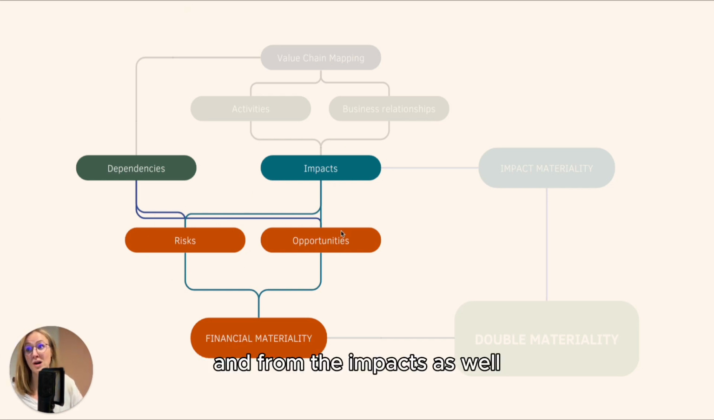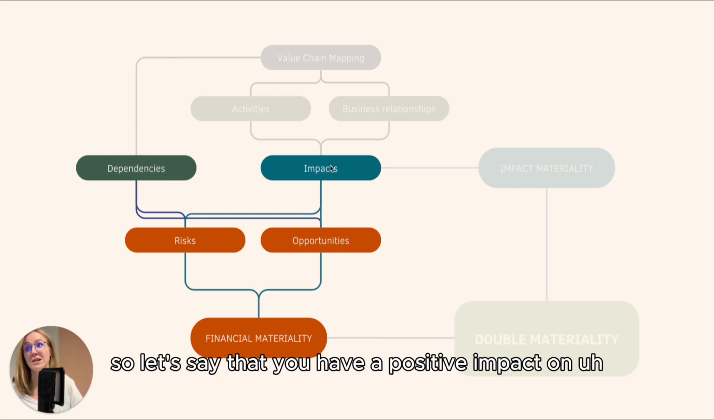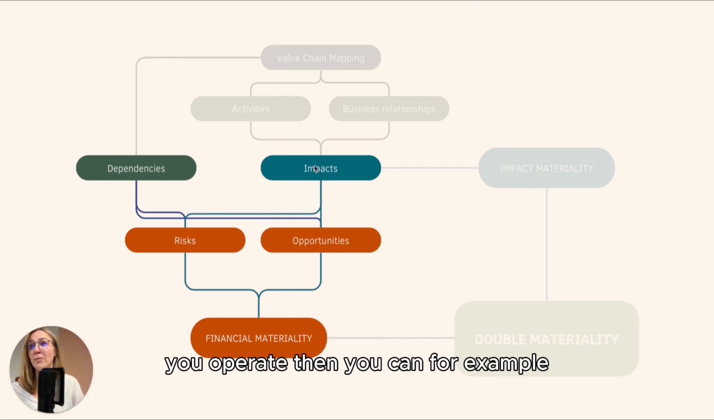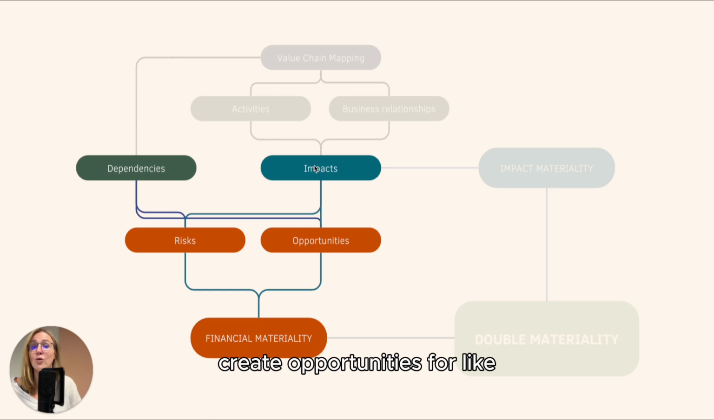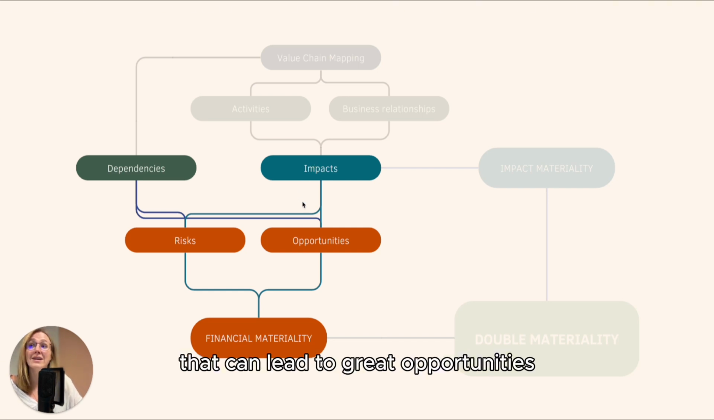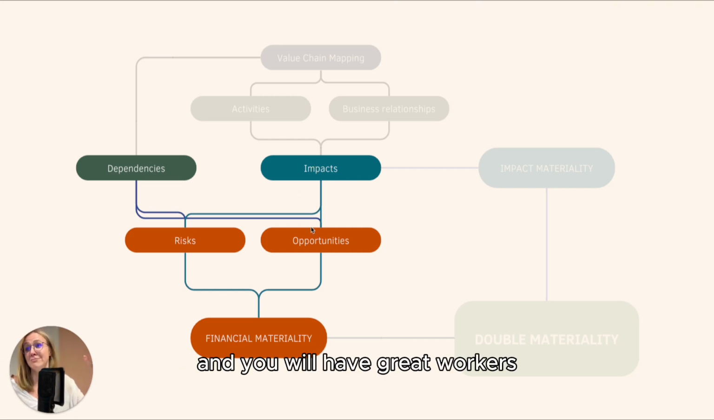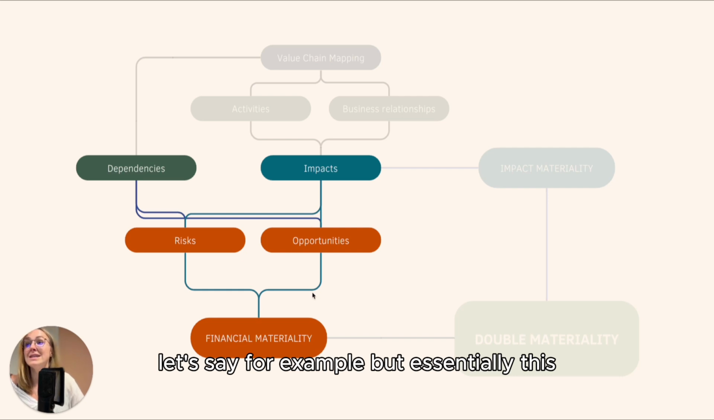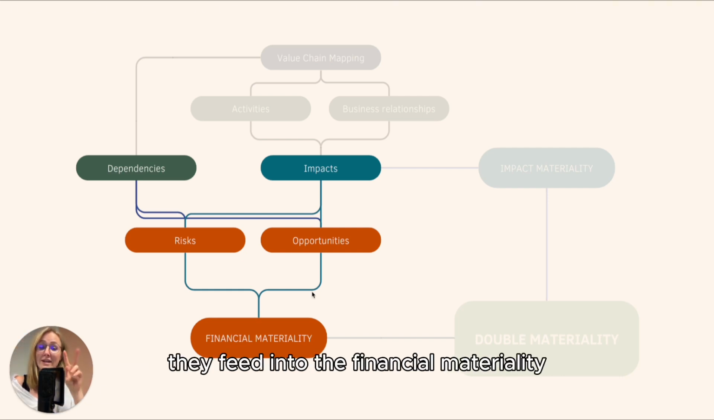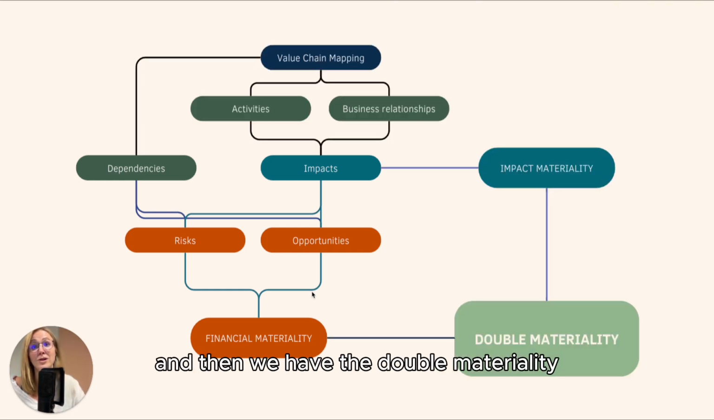And from the impacts as well, you can also get opportunities. So let's say that you have a positive impact on the local population in which you operate. Then you can, for example, create opportunities to gain really great employees. For example, if you set up training programs for the local community, that can lead to great opportunities, and you will have great workers. But essentially, these risks and opportunities that come from dependencies and impacts, they feed into the financial materiality, and then we have the double materiality.